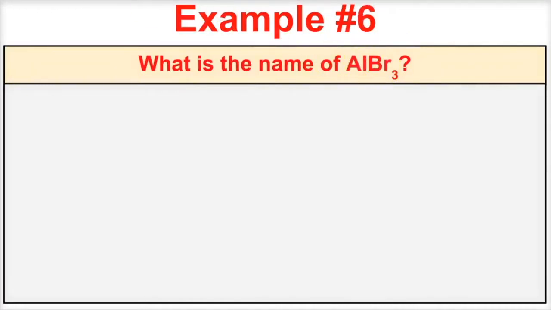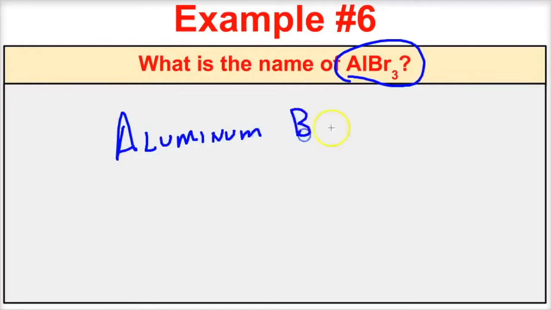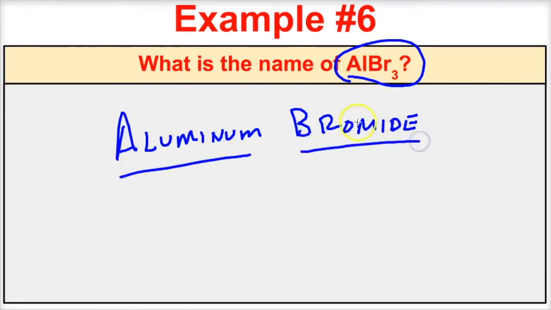Okay, let's take a look at one more example. All right, so if we take a look, AlBr3, the correct name of this is going to be aluminum bromide. Aluminum bromide, right? Aluminum is a type 1 metal. It only forms positive 3 ions, so it's a type 1 metal. It's bonded to a nonmetal, so we name the metal aluminum. We change the ending to "ide" and we get aluminum bromide.